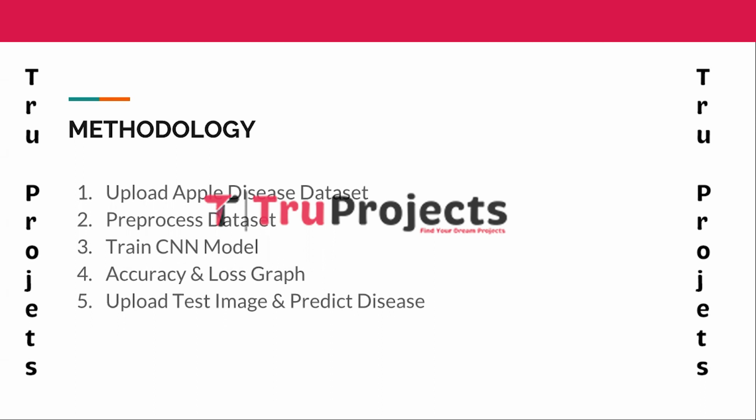And the third module is train the CNN model. This module is responsible for training the convolutional neural network using the pre-processed dataset. The CNN model learns from the features present in the dataset and is trained to classify the images into different disease categories. After training, the accuracy of the model is evaluated using the test images, which provides an indication of its performance. The trained CNN model can then be utilized to classify the disease in any test image.